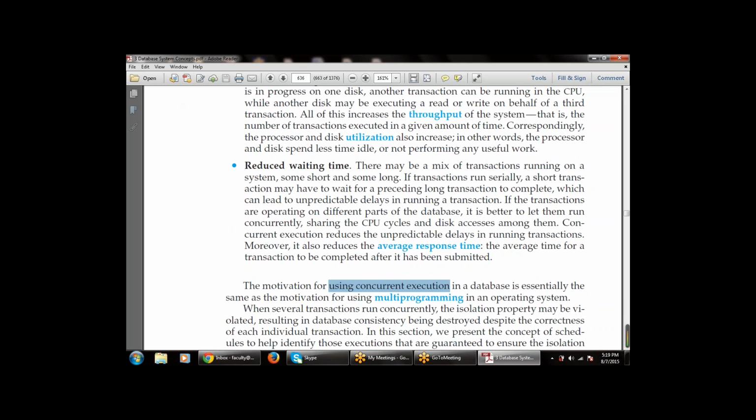The motivation for using concurrent execution in a database is essentially the same as the motivation for using multiprogramming. Concurrent transactions mean that more than one program is executing at the same time. That is multiprogramming in the operating system.